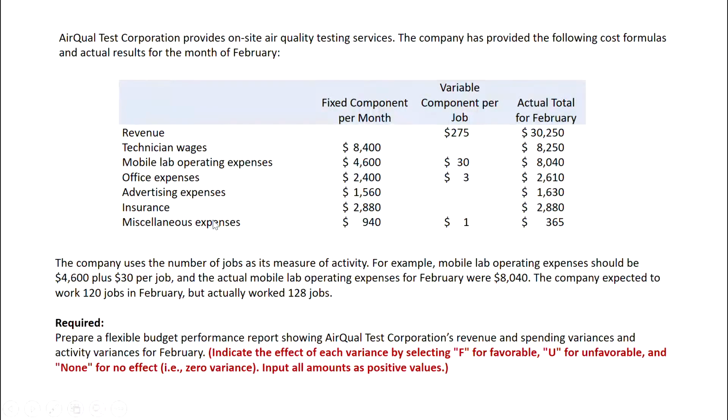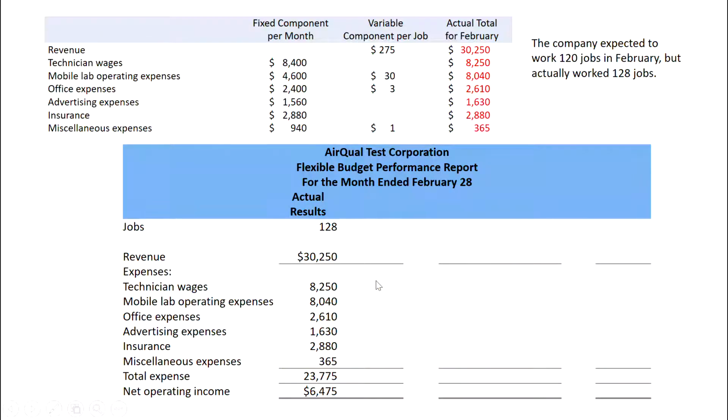They're examples of expenses. We have both our actual costs and revenue here all the way to the right for February. And also we have formulas to help us predict our revenue and cost at different activity levels. They tell us we measure activity by the number of jobs, and they also tell us that while we predicted that we were going to work 120 jobs in February, the actual number of jobs worked is 128. So let's go ahead and clear some space for a flexible budget performance report because it's going to need quite a bit of space, but I'll go ahead and list our actual and formulas here up above.